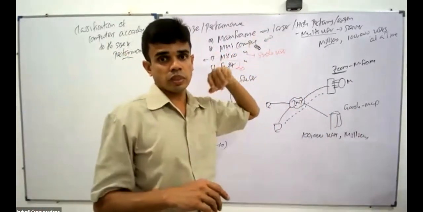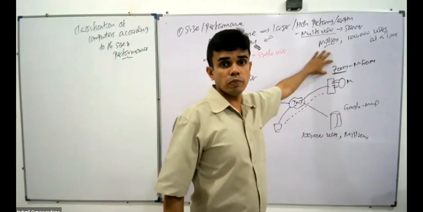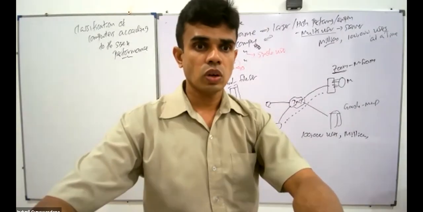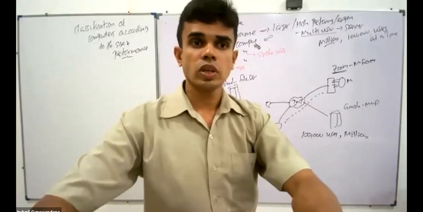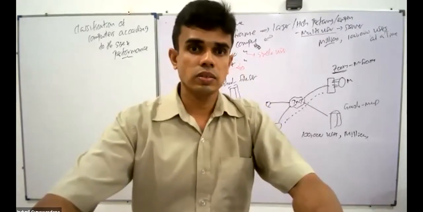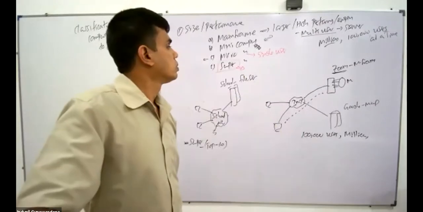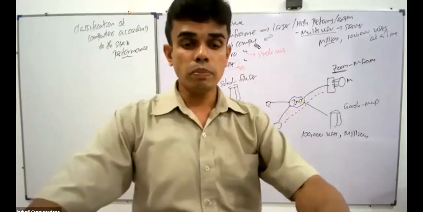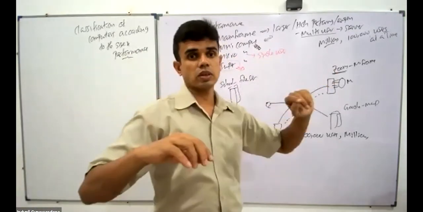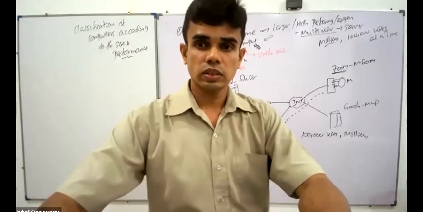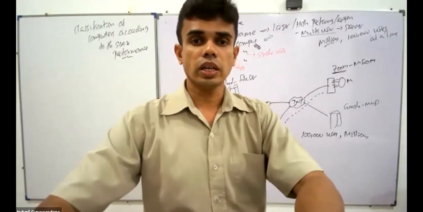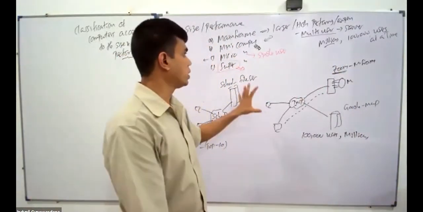We'll write some examples here. Example, Zoom computer to coordinate all the online meetings from around the world. Another example, Google Map computer to provide maps around the world. Right. So then that's about the mainframe computers that we are going to cover here.